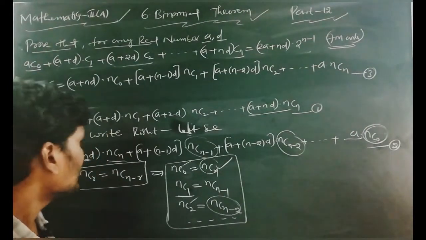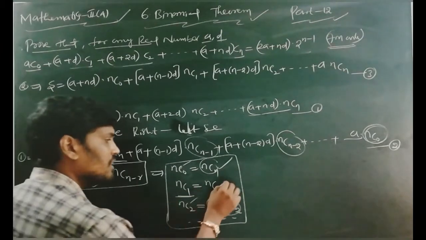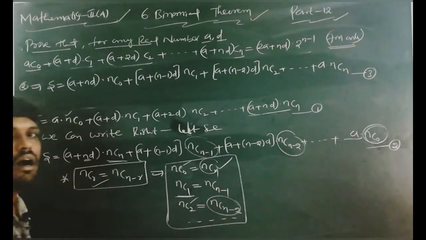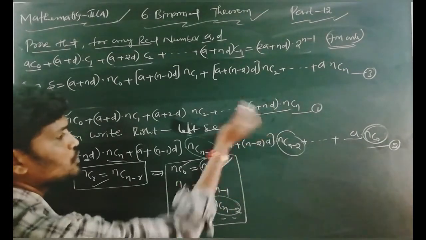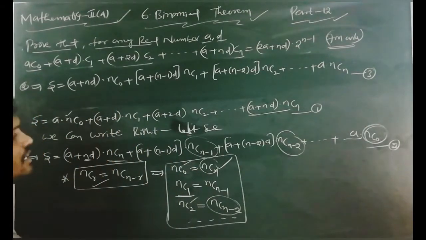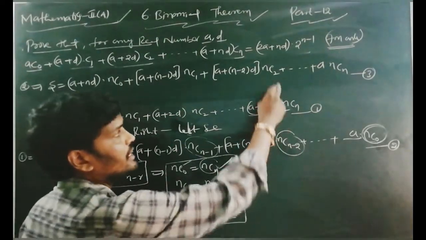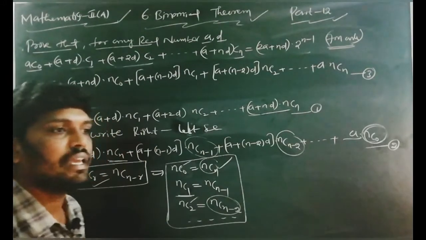You can write here in this formula nC0 equal to nCn, nC1 equal to nCn−1, nC2 equal to nCn−2, and so on. In this formula you can write all these values substituted in equation 2. You get in place of nCn, nC0; in place of nCn−1, nC1; in place of nCn−2, nC2; in place of nC0, nCn.